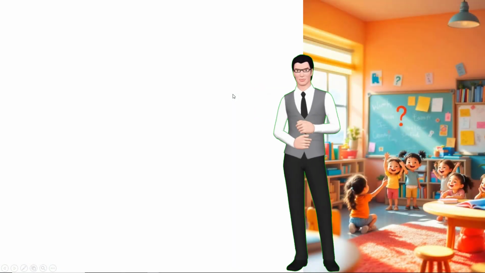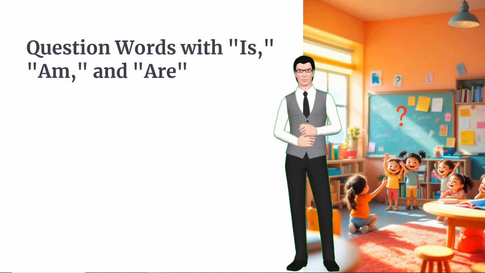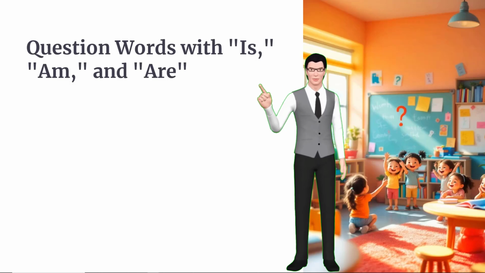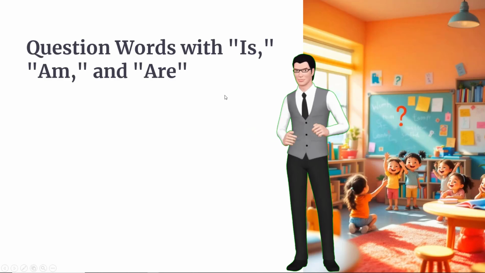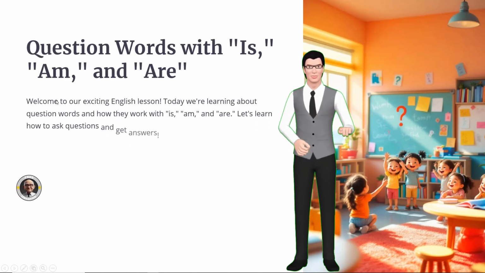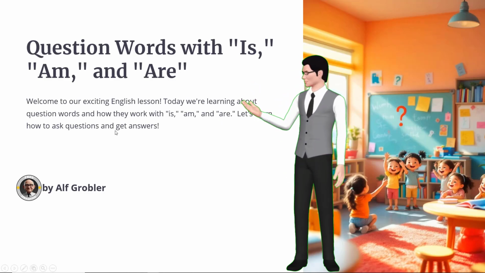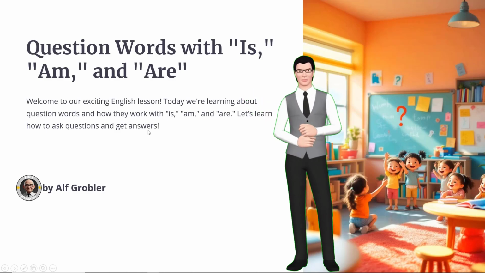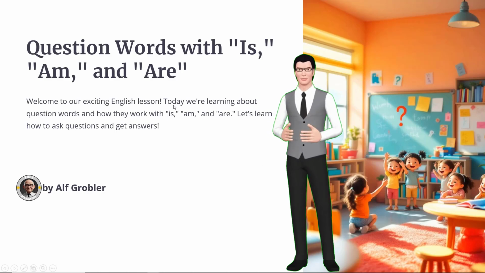Okay, let's have a look at some questions and how to make questions using the verb to be: is, am, and are. Righto. And as I say over here, welcome to our exciting English lesson today. We're learning about question words and how they work with is, am, and are. Let's learn how to make questions and get answers. So that is basically our objective for this lesson: how to make questions using is, am, and are, and how to get answers.